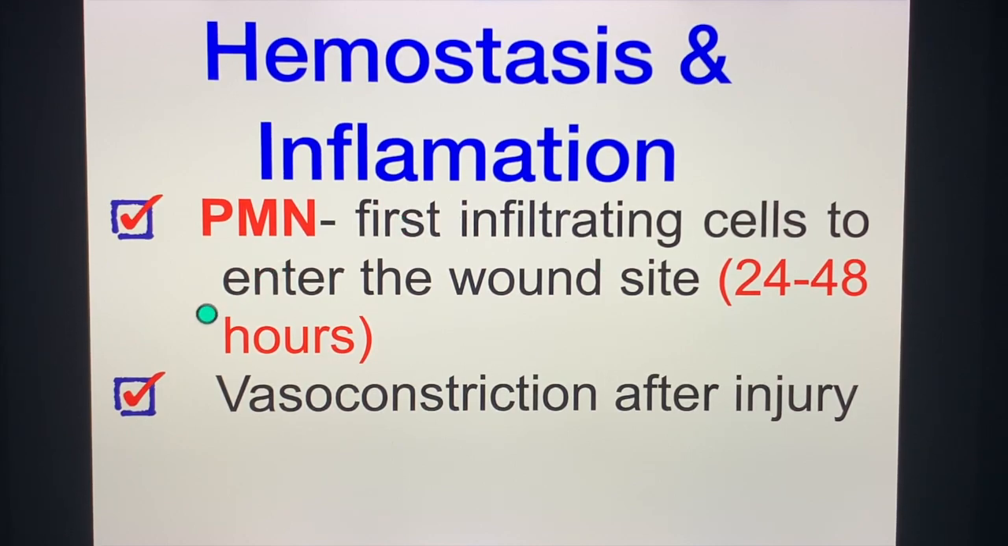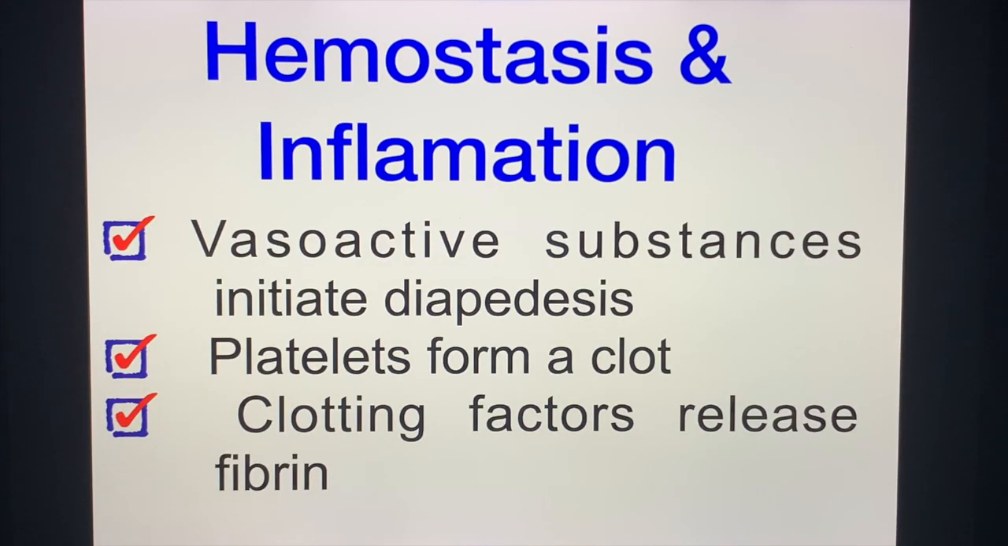During this phase of hemostasis and inflammation, vasoconstriction occurs after injury. And there's the release of vasoactive substances, which initiates diapedesis. The platelets will now form a clot. So you now have a platelet plug. And the clotting factors will now release fibrin.